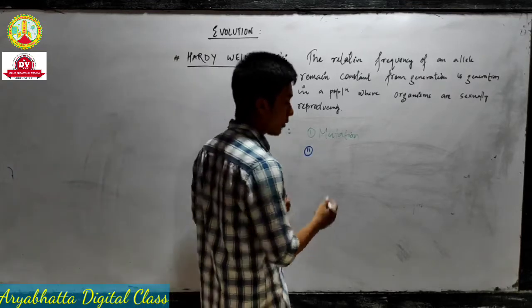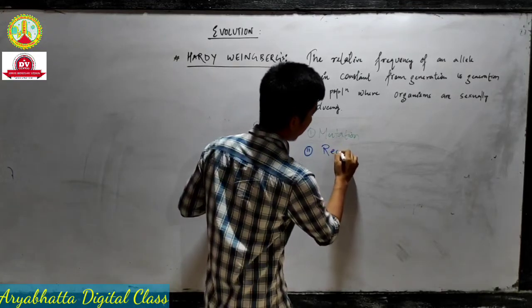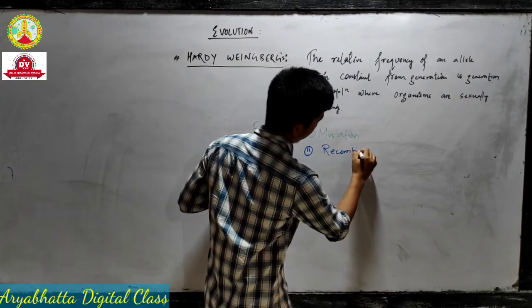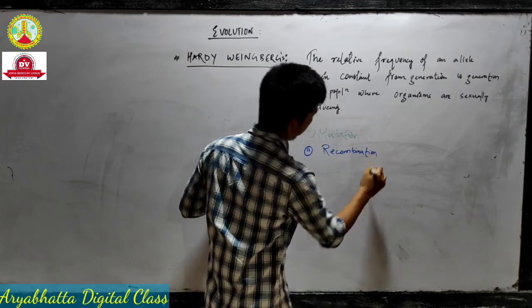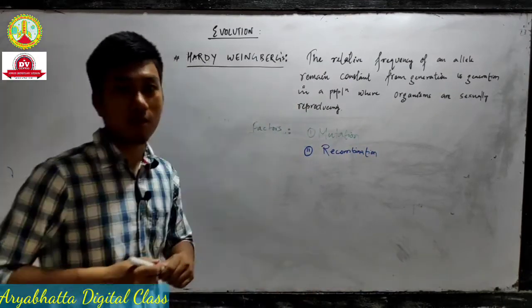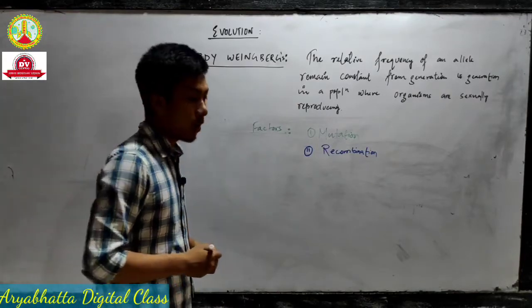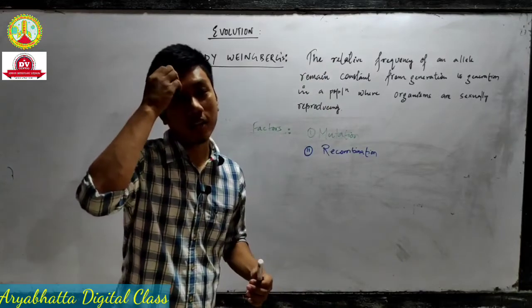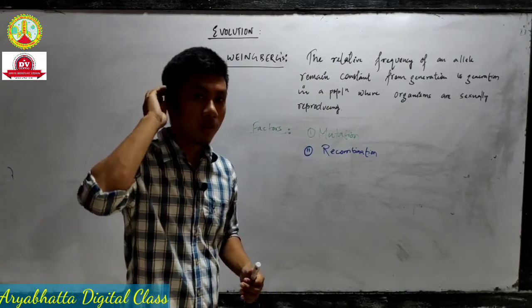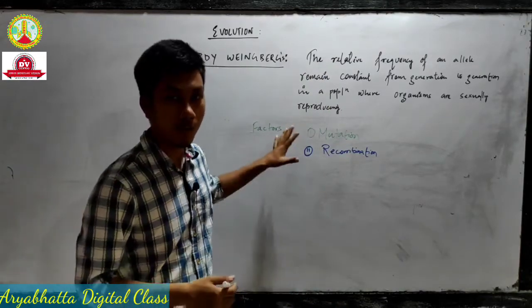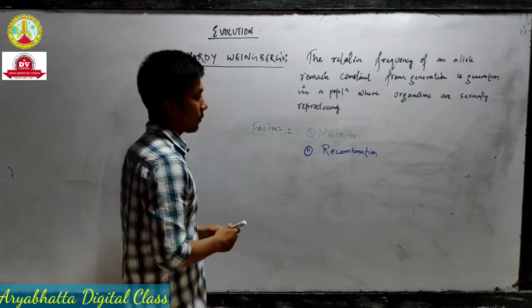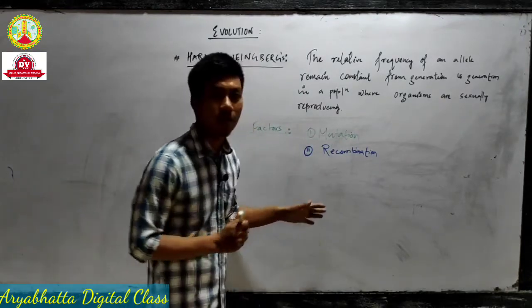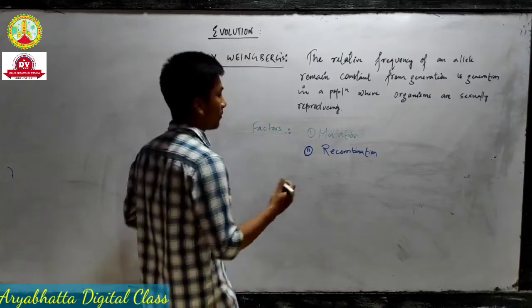The next one, recombination. Recombination occurs during gamete formation, during meiosis cell division. During recombination also it affects Hardy-Weinberg equilibrium. Okay, if you don't understand, just memorize it.